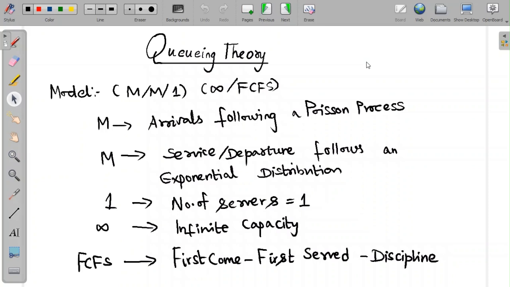The first M denotes the arrival rate, which follows a Poisson process. The second M denotes the service rate, which follows an exponential distribution. The one denotes the number of servers that are available for serving the customers. The infinity will denote the capacity of the queue, and the FCFS will denote the discipline, which says that the customers who arrive at the queue are served on a first come first served basis.